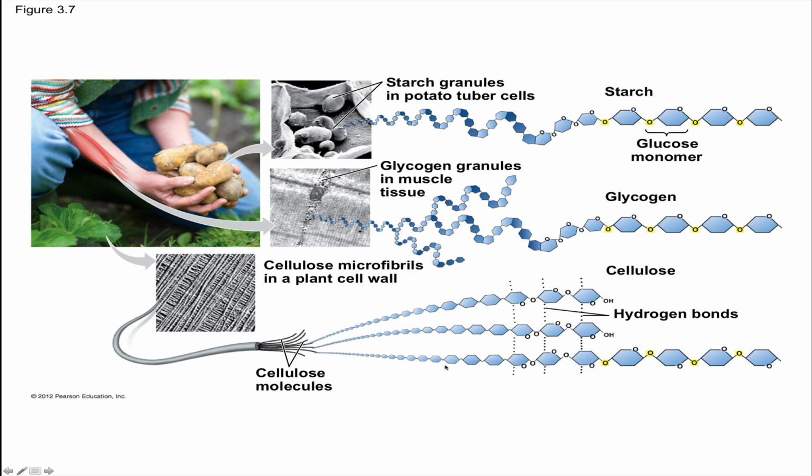Then you have cellulose, which you find in the cell walls of plants. Again, you've got these glucose molecules. However, what do you have? All these molecules get bonded between them. So you've got hydrogen bonds between these glucose monomers in rows, in columns, I guess.